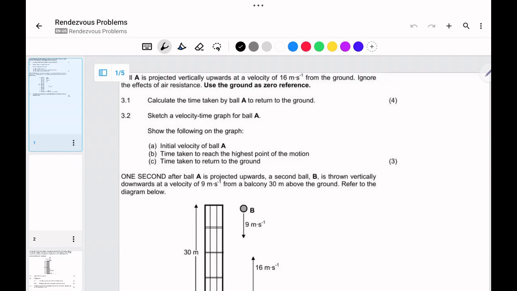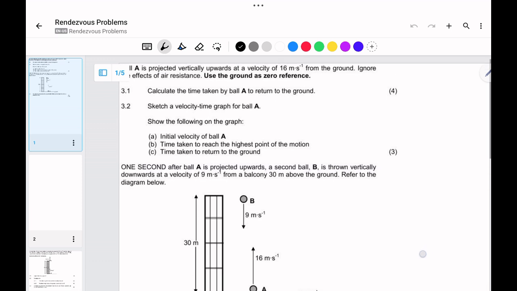Welcome back. In this video, I'm going to be discussing how to solve what I'm going to call rendezvous problems. This is where you have two objects. They start from not necessarily the same place, but eventually, after some time, they meet. That's why I'm calling them rendezvous problems. So I'm going to solve three problems in this video.